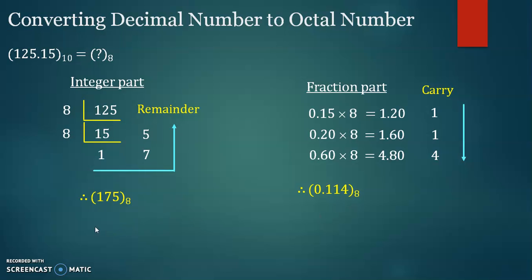So for the integer part, we have the answer as 175, and for the fractional part, we have our answer as 0.114. So the final answer will be: 125.15 with base 10 equals 175.114 with base 8. So in this way, you can convert any decimal number to an octal number.